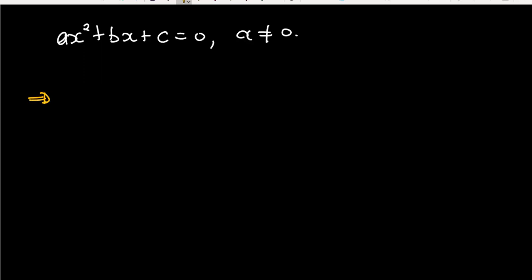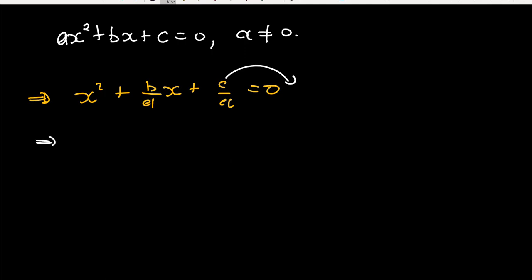So this means we have ax squared, dividing also by a, we have x squared plus b on a, all of that x, plus c on a is equal to 0. So I will take this constant term on one side of my equation. I will bring it this way. So this means we have x squared plus b on a, x is equal to negative c divided by a.